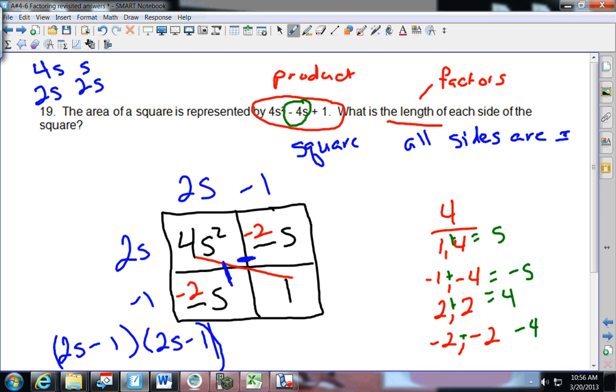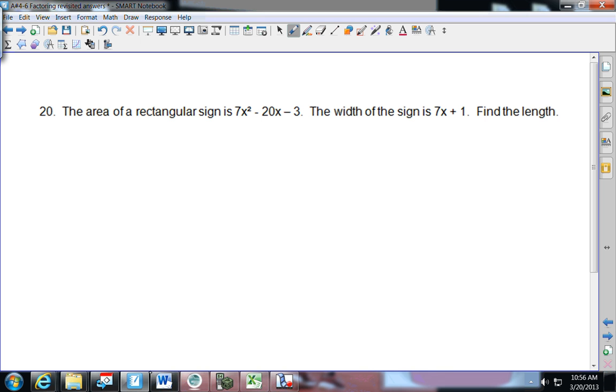Whoops, that one made a line. Number 20. Now this one, it says the area of the rectangular sign is, and it gives us 7x squared minus 20x minus 3. And it gives us the width, and it wants us to find the length.